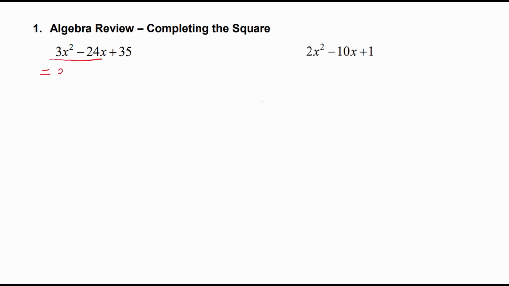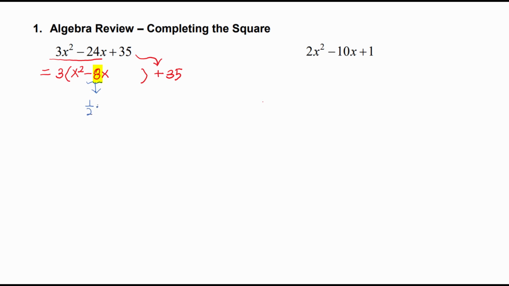So you can take out 3, and you will have x squared minus 8x, since 3 times 8 is 24. And we will leave this 35 outside of the parentheses since it's not going to be the number that we need to complete the square. Now to complete the square inside of the parentheses, we would need half of this number.